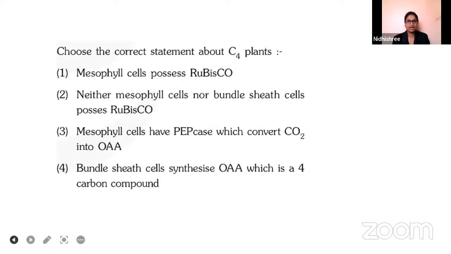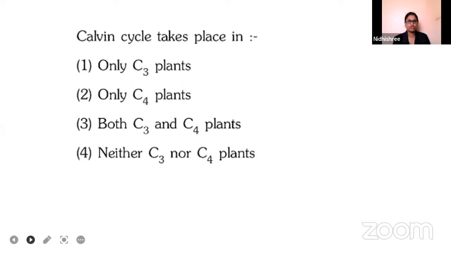I think Chandru ಮತ್ತೆ ಯಾರು ಆನ್ಸರ್ ಮಾಡಿದ್ರು ಅನ್ಸುತ್ತೆ ಸಿ ಅಂತ. Okay. Mesophyll cells have PEPAs which convert carbon dioxide into oxaloacetic acid. That is the right answer. Few of YouTube students also voted for option C. Good going. So let us see the next question.